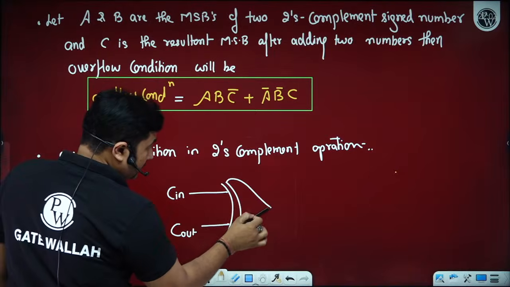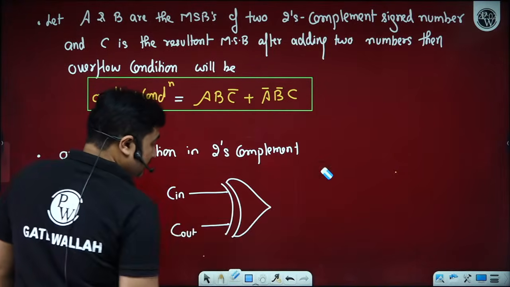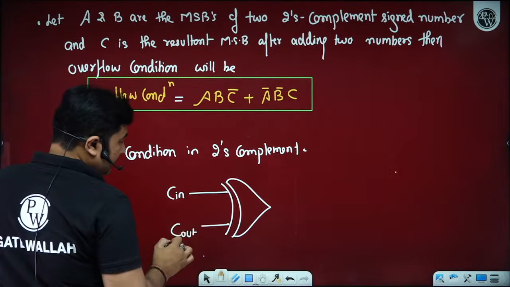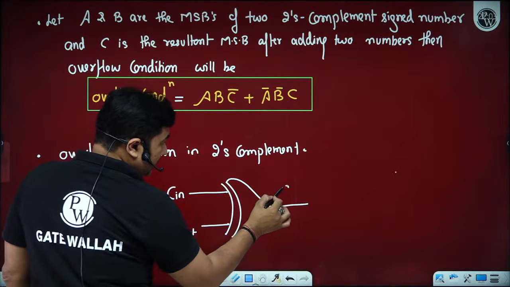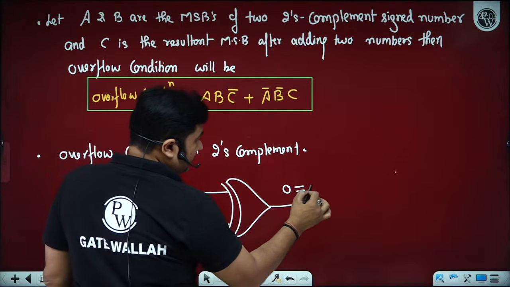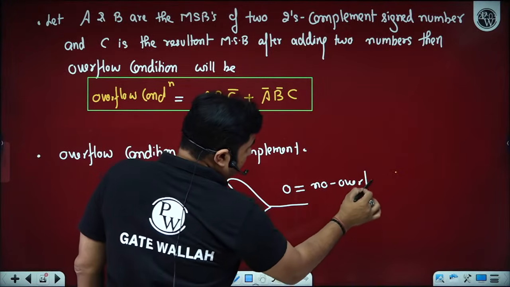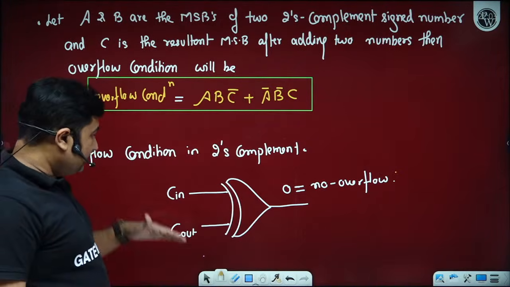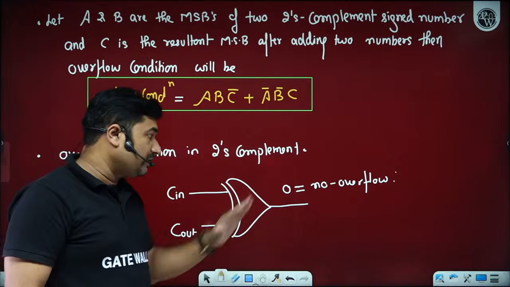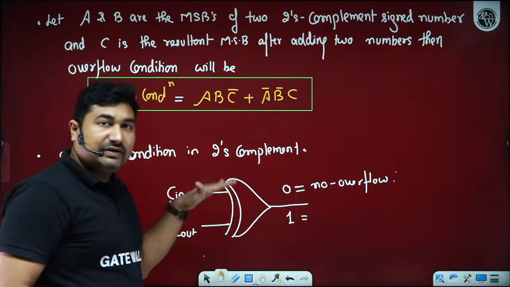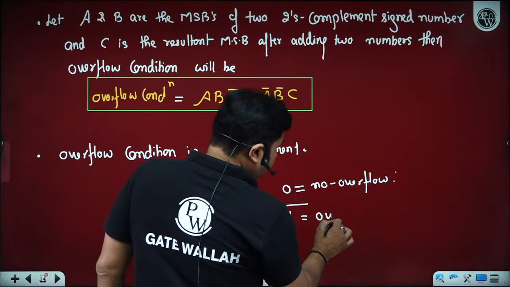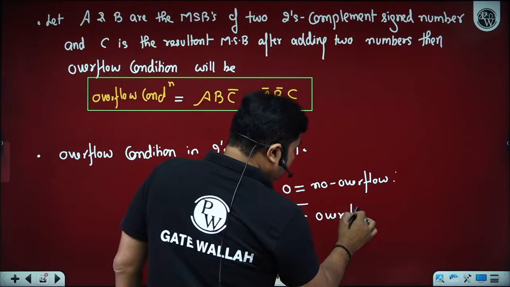XOR operation, it will be better to write. So the overflow condition in 2's complement depends on carry in and carry out. Whenever carry in and carry out are the same, there is no overflow. Whenever carry in and carry out are different, we all know about the XOR gate: its output logic is 1 whenever the inputs are different. Then overflow occurs, overflow or underflow.